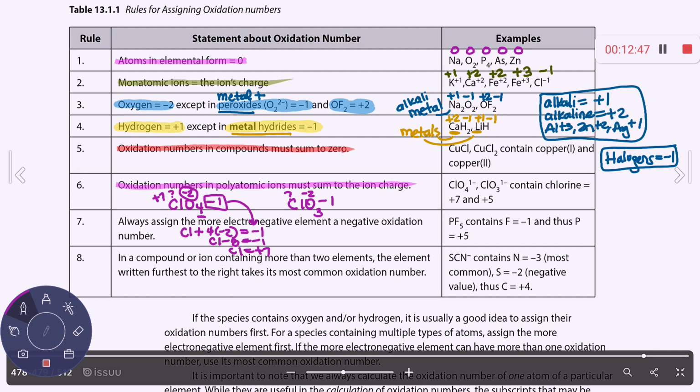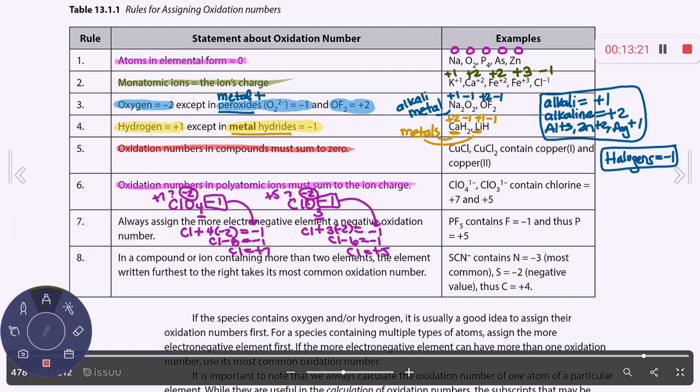Okay. If I'm doing that on chlorate, I have a chlorine plus 3 oxygens at a -2. And this adds up to the charge on the polyatomic ion, which is a -1. So Cl minus 6 is a -1. Chlorine is +5. Okay. Did I lose you? We're good? Okay. 2 more rules and we're done.